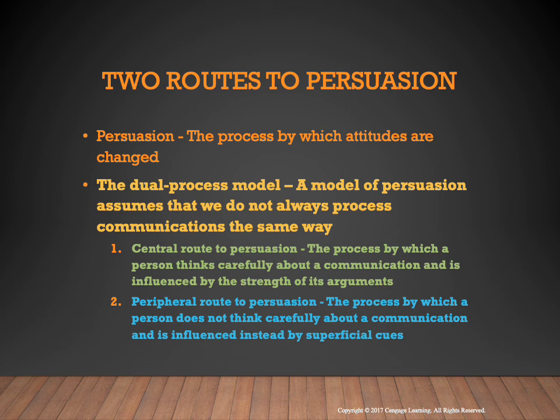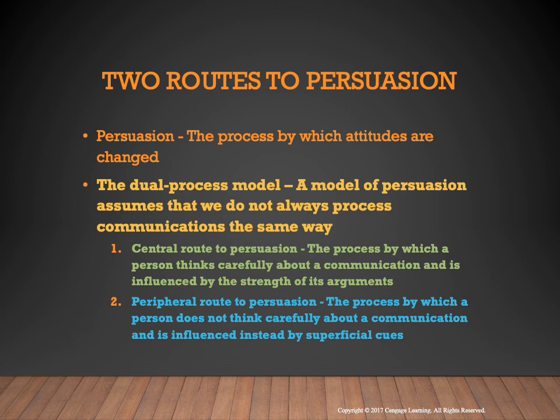The dual process model is a model of persuasion that assumes that we do not always process communication the same way. We do it in one of two ways, either using the central route or the peripheral route. The central route to persuasion is the process by which a person thinks carefully about a communication and is influenced by the strength of its arguments.